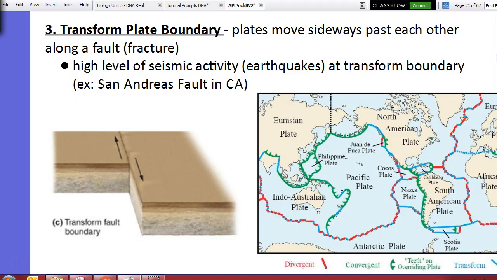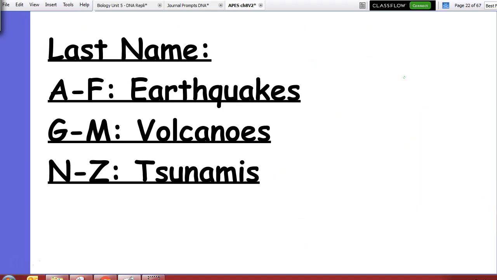All right, so here's what we're going to do. If your last name is A through F, I want you to take about 6 or 7 minutes and look up earthquakes. What I want you to look up is what are the impacts. You can look up impacts to humans, but I also want impacts to the environment if you can find them, because I could see them asking, what would be one impact to ecosystems, or how would earthquakes impact ecosystems, on a free response.